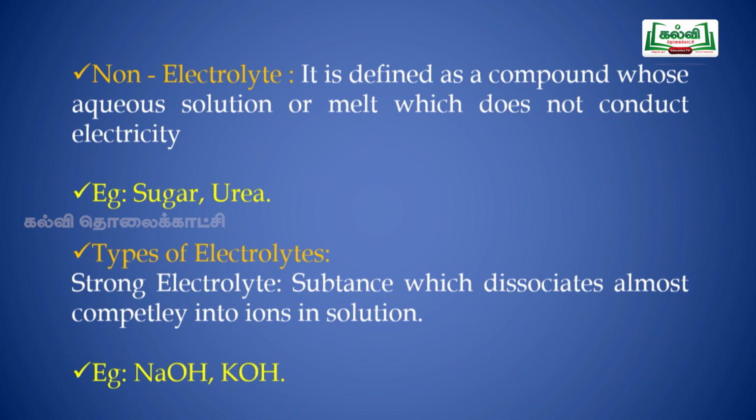Okay. Now, the next one is types of electrolytes. Students, there are two types of electrolytes. One is strong, another one is weak. As the name clearly suggests, strong electrolyte means you will have lot of ions. Lot of ions produced as a result of almost complete dissociation. Strong electrolyte examples: strong acids, strong bases, salts, etc.